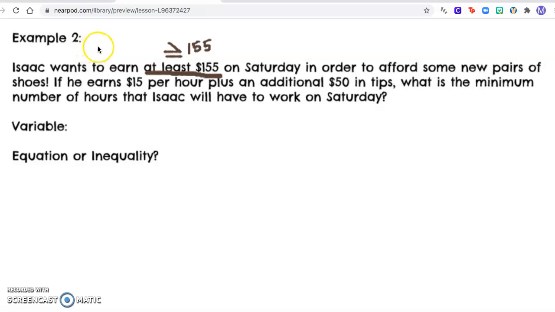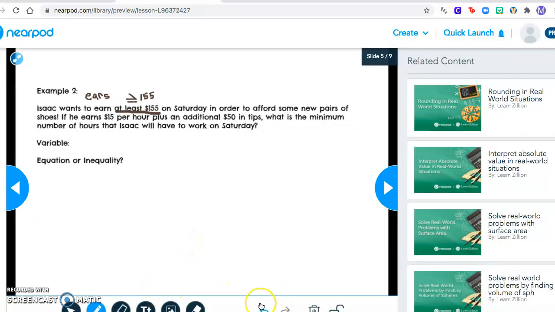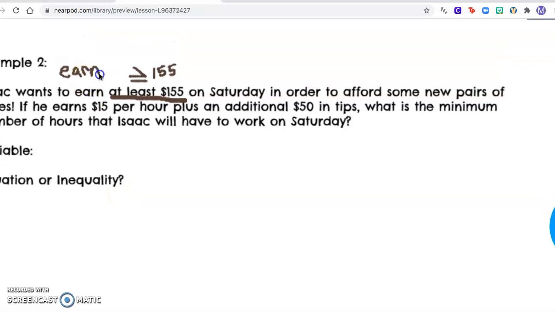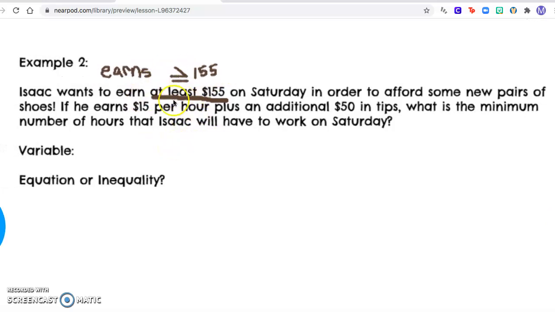So however much he earns, I'm just going to write earns here. What he wants is that if we say at least, that means 155 is the minimum, right? So he earns more than or equal to 155 because it's at least. That's the smallest amount that he wants to earn.